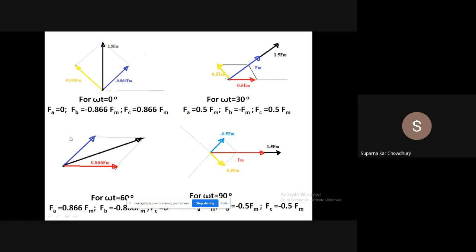So when a three-phase balanced winding is fed from a three-phase supply and carries three-phase balanced current, it will create a rotating magnetic field. This is true for any polyphase winding: a balanced polyphase winding fed from a balanced polyphase supply will create a rotating magnetic field.